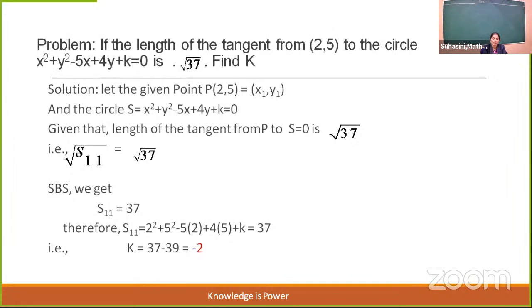And here is an important application. Many times this question has appeared in IPE for 4 marks. Please concentrate, children. The problem is, if the length of the tangent from P(2, 5) to the circle x square plus y square minus 5x plus 4y plus k equal to 0 is root 37, then we need to find the value of k. Children, please compare this question with the previous problem.